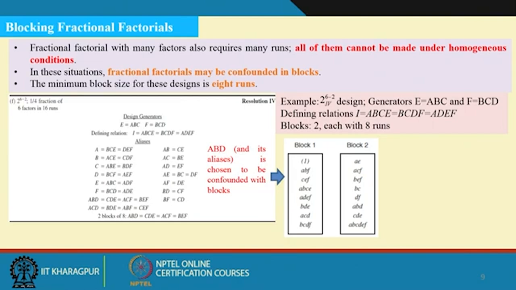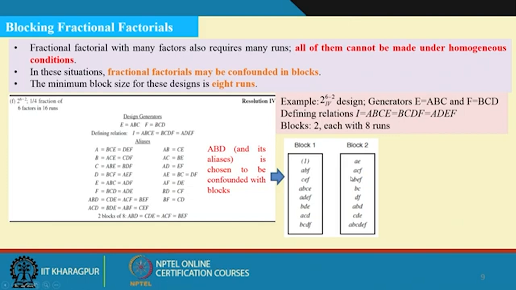Okay. So that is the way you have done blocking in earlier cases, the same thing. You have to find out the appropriate interactions to be confounded here. In this case, ABD or any of its aliases can be blocked. So absolutely no problem here. This is your concept of blocking here.